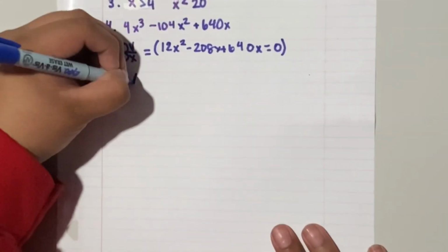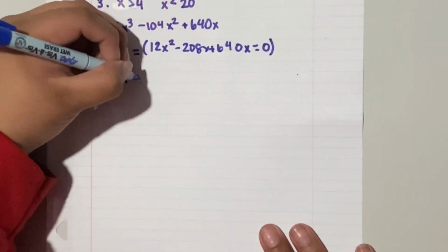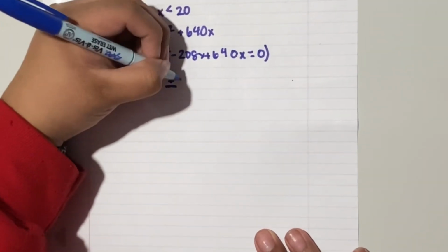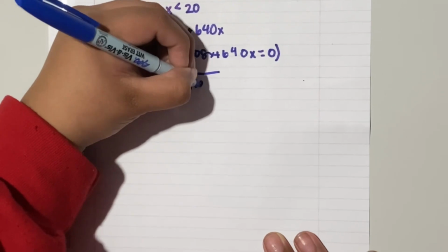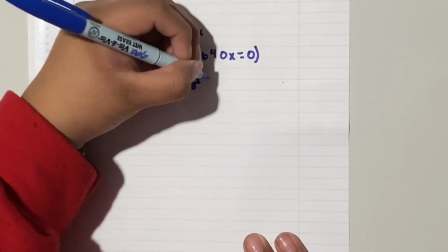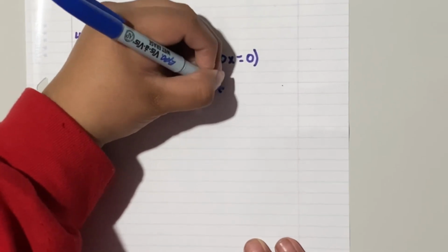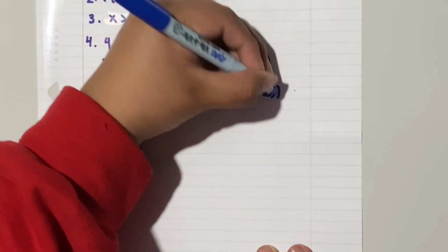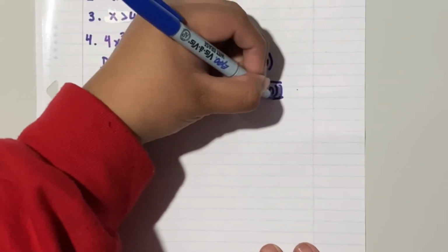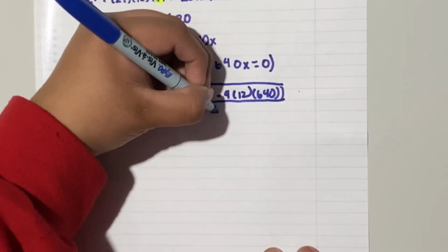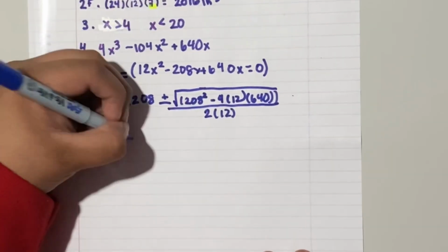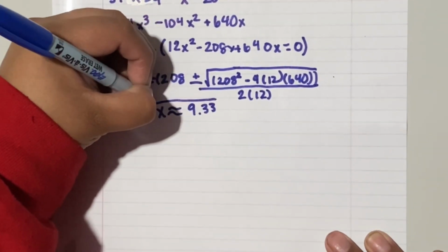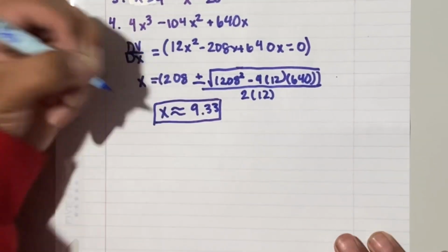Okay, so now we have to rewrite this to find x. So x equals 208 plus or minus the square root of 208 squared minus 4 times 12 times 640, divided by 2 times 12. Now this gets us, x is going to be estimated at 9.33. So this is our new x.